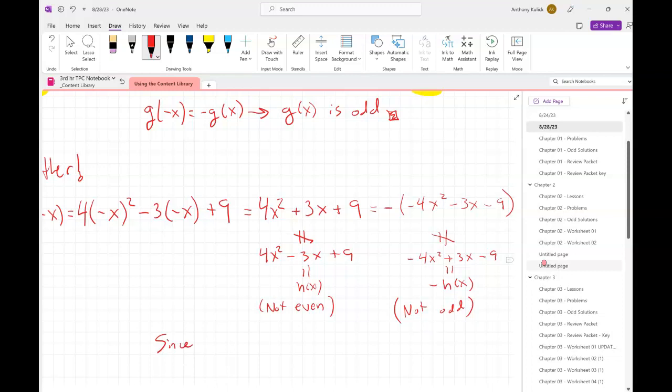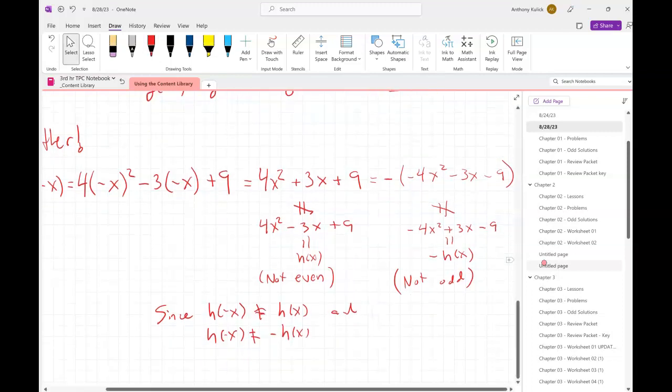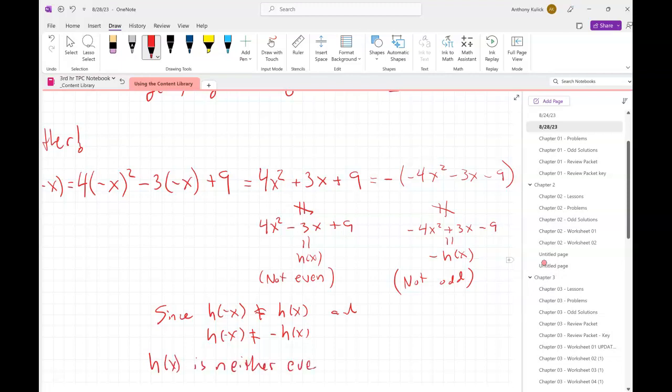So since h of negative x is not equal to h of x, and h of negative x is not equal to negative h of x, we can say h of x is neither even nor odd.